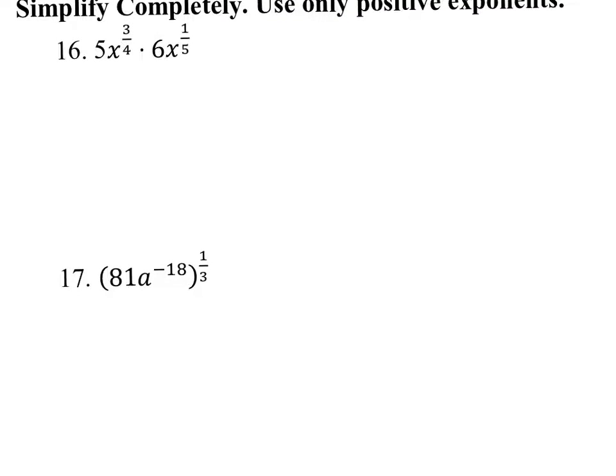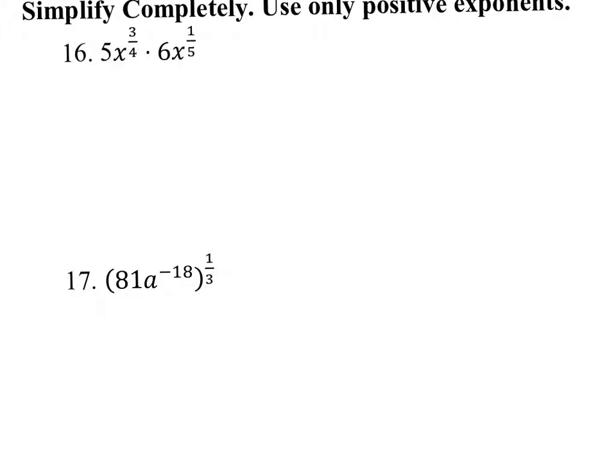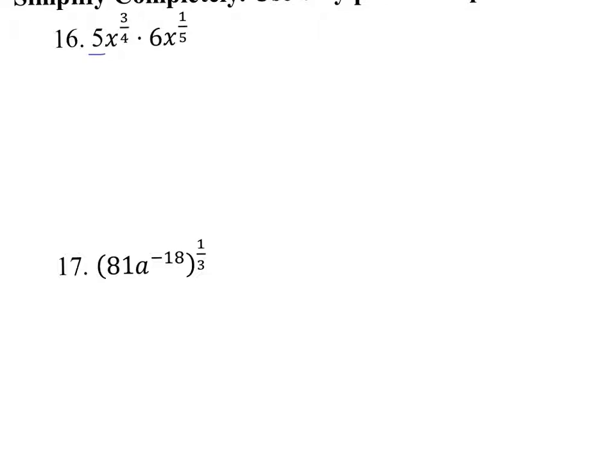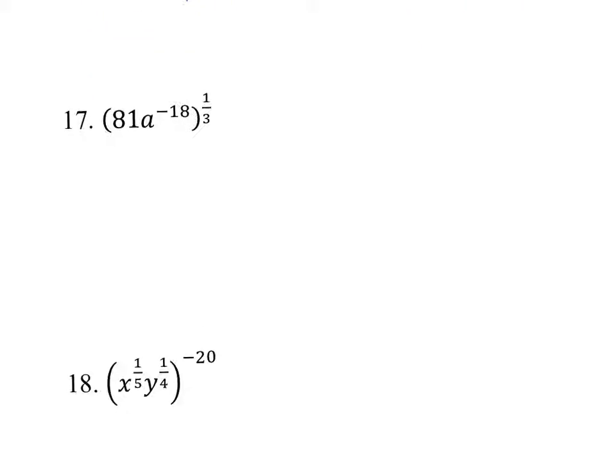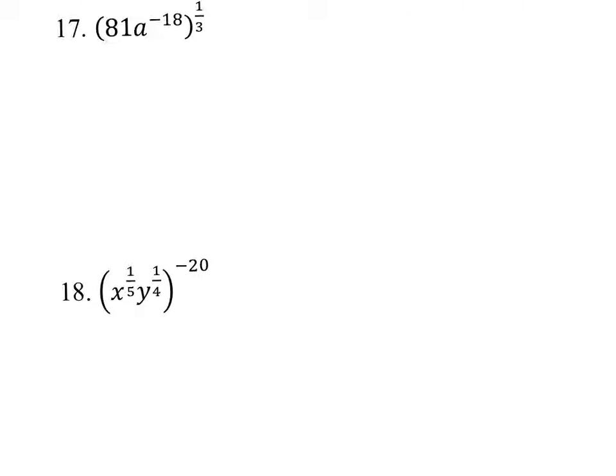16. So you could rewrite this in prime factorization, but I don't have any fraction exponent, so I do not have to do that. So I'm just going to multiply the 5. 5 times 6, I'm going to get 30. And the x's are the same base, so I do 3/4 plus 1/5. And that's where I get the 19/20ths from, because you're adding exponents. You're adding exponents if you have the same base with multiplying.